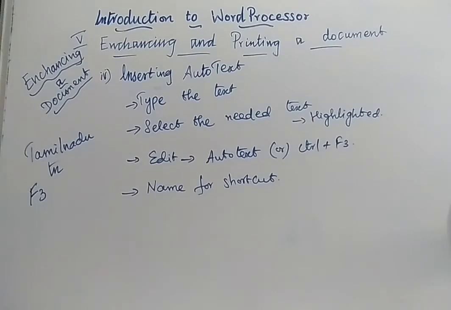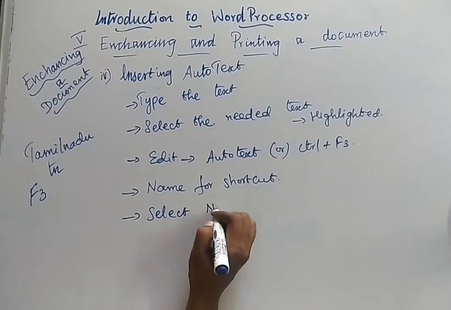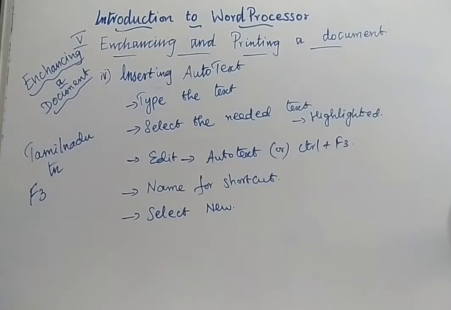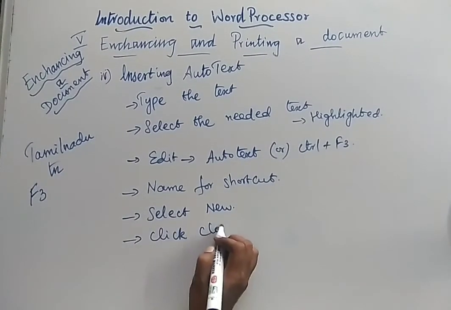After doing that, what do you have to do? After doing everything, from the menu you have to select New. Why are you selecting New? Now you are going to assign a new shortcut, so you have to select New. Then click Close.